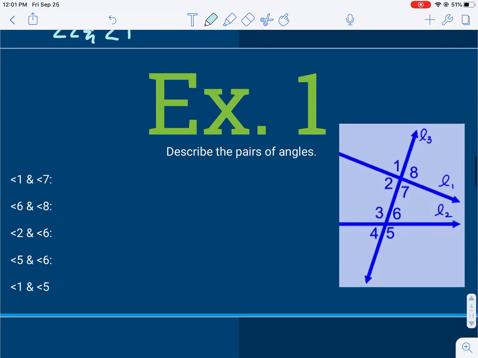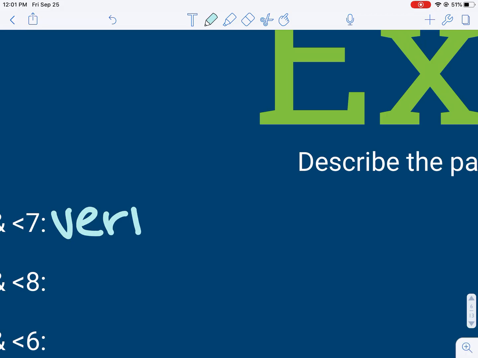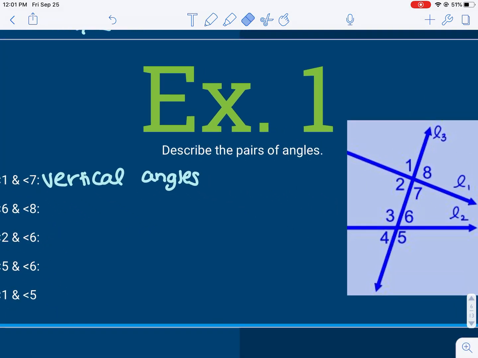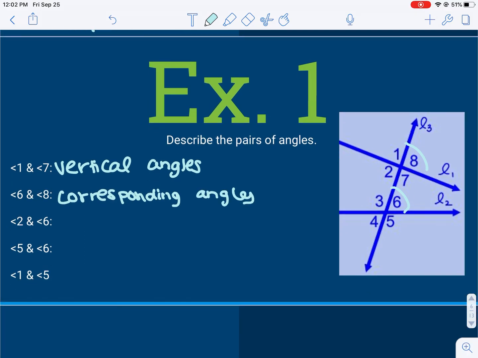So we're going to do an example. We're asked to describe the pairs of angles. So I have angle 1 and angle 7. We learned these yesterday or in the last lesson. Those are vertical angles. Next, I'm asked to look at 6 and 8. Those are in the same relative position, so they are corresponding angles. 2 and 6 are between the lines and on opposite sides, so those are my alternate interior angles.